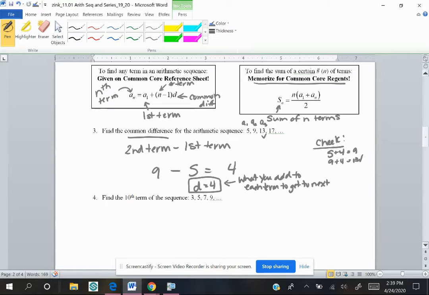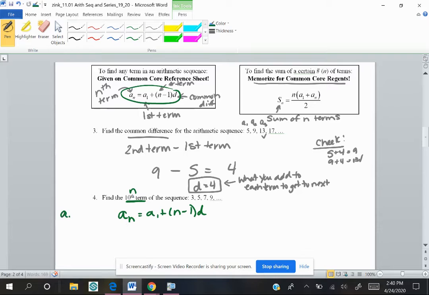Okay, now a little bit harder. Let's find the 10th term of this sequence. So they give us the first 4 terms, 3, 5, 7, 9. And hopefully you guys have looked at this a little bit in Algebra 1 as well. But what we want to do is use our formula to find a specific term. So we're going to take our formula a sub n equals a sub 1 plus the quantity n minus 1 times d. So if I want the 10th term, that's going to be our n. So I'm looking for a sub 10, which stands for my 10th term.